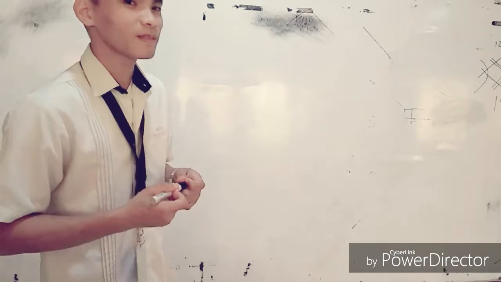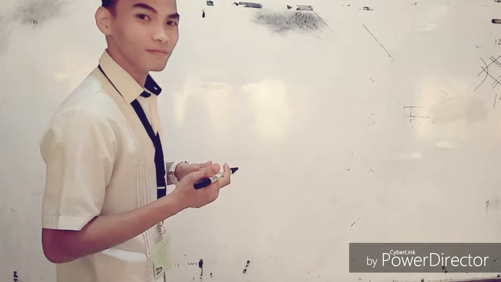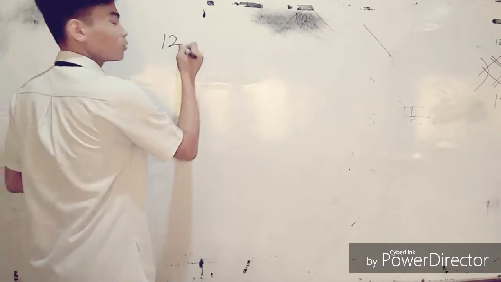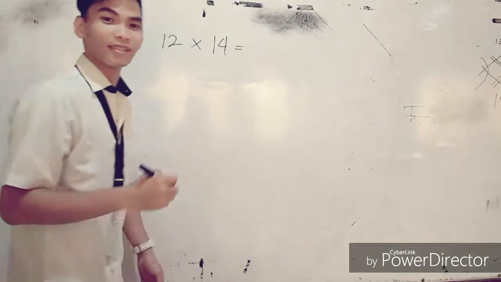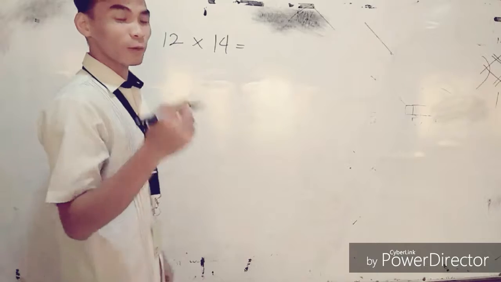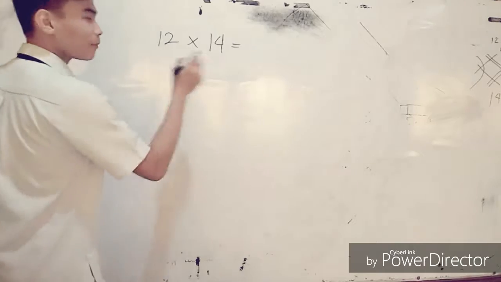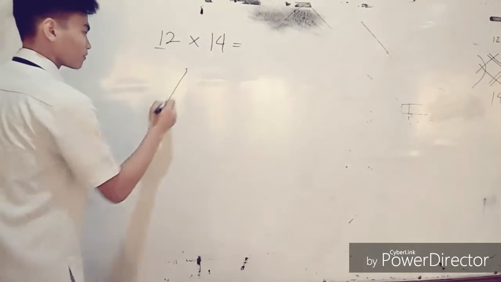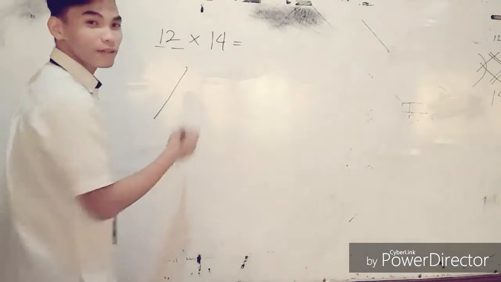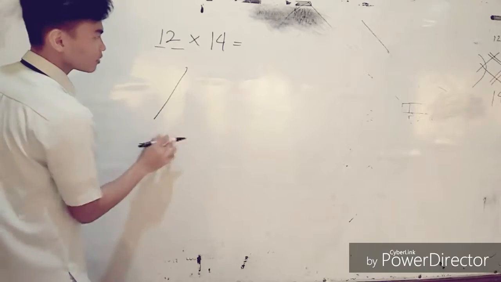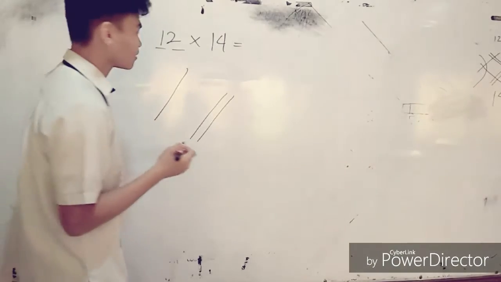So, let's proceed. Let's say we will multiply two numbers. Can you give one? Okay, go. 12 multiplied by 14. And what's the answer? As I've said earlier, we will use lines in multiplying these numbers. So, in representing 1, we will draw one line, like this. Get it? And for the second number, we will leave a space here and we'll put the two lines here. Get it? Okay.